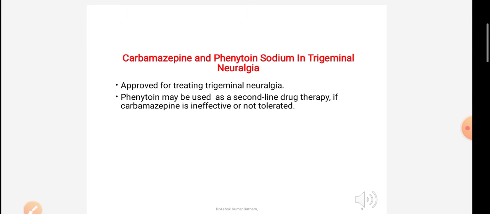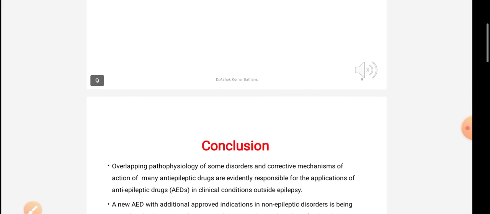Coming down to carbamazepine's use in trigeminal neuralgia, it is as old as the drug. However, trigeminal neuralgia is preferably treated with carbamazepine, and phenytoin may be used as a second-line therapy if carbamazepine is found ineffective or it is not tolerated.